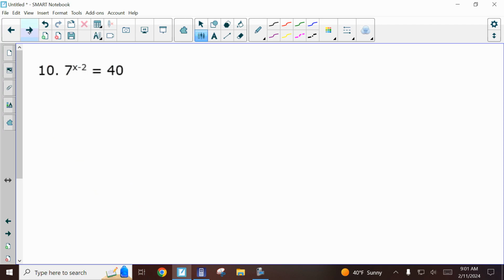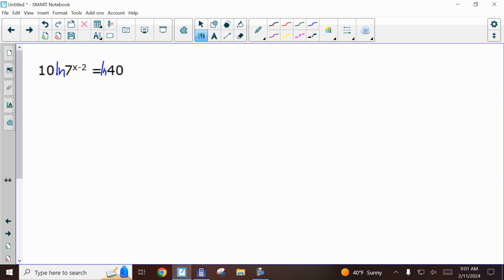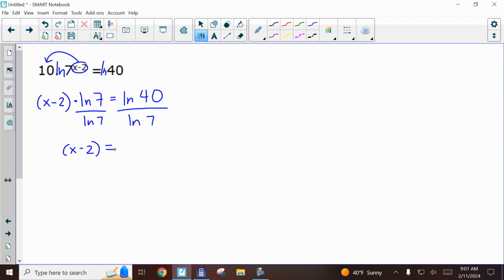Okay, number 10. I can't change a 40 into a 7, so I'm basically ready to do that ln stuff. So I'm going to ln here, I'm going to ln there. So that means this entire exponent can come out to the front. So this is going to say x minus 2 multiplied by the ln of 7 equals the ln of 40. We need to isolate those parentheses, so I have to get rid of the ln of 7 first. And then I'm left with x minus 2 equals, I'm going to leave that for now. It's a decimal, but I'll figure that out at the very, very end.